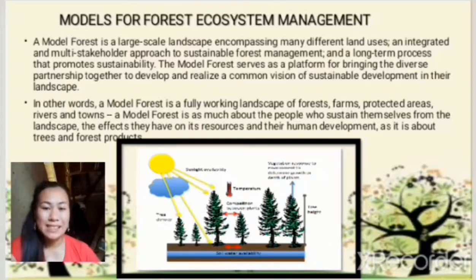development in their landscape. So, in other words, a model forest is a fully working landscape of forests, farms, protected areas, rivers, and towns. A model forest is very much about the people who sustain themselves from the landscape, the effects they have on its resources, and their human development. It is about trees and forest products.